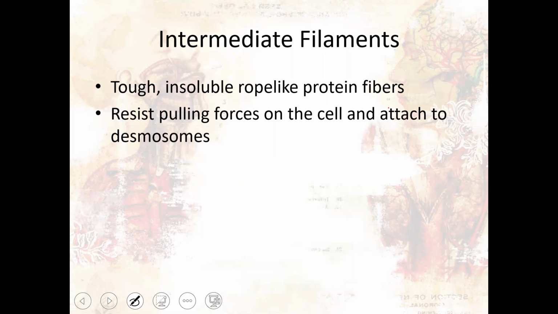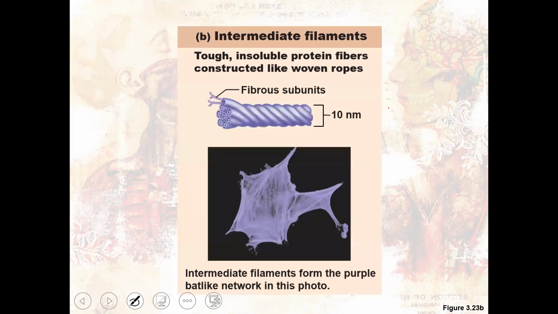Intermediate filaments are like ropes, and they'll attach to desmosomes, and they resist forces that are pulling on the cell. These are intermediate filaments.